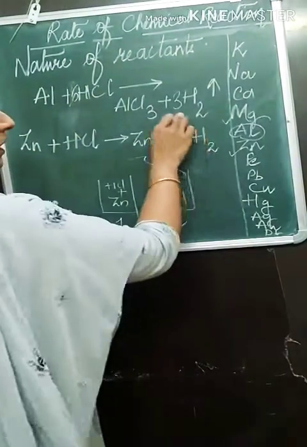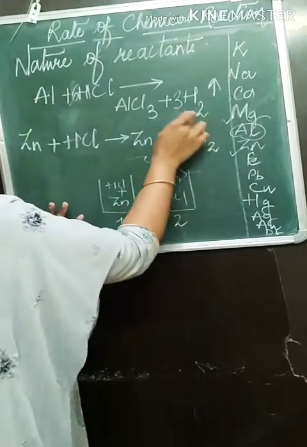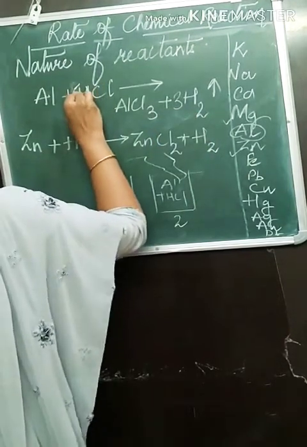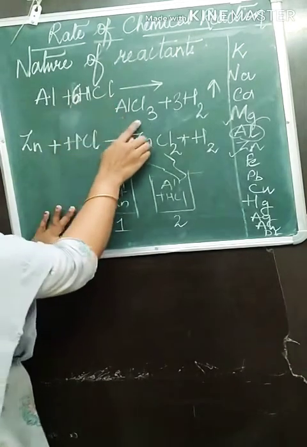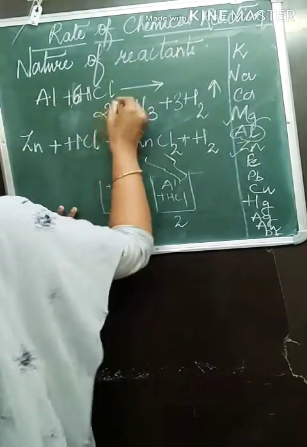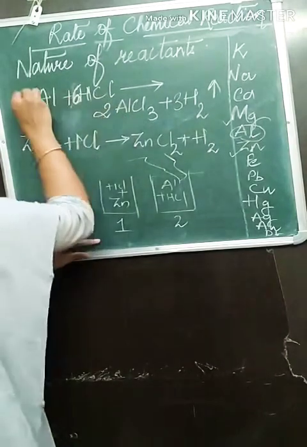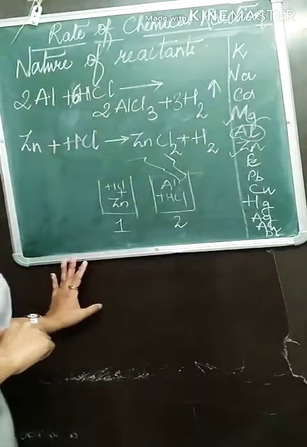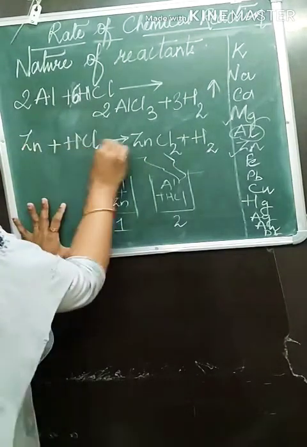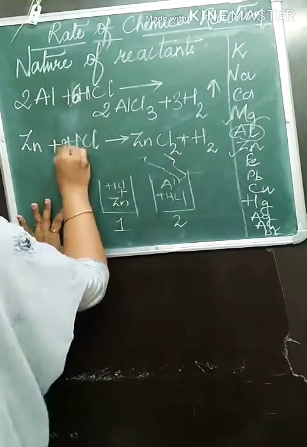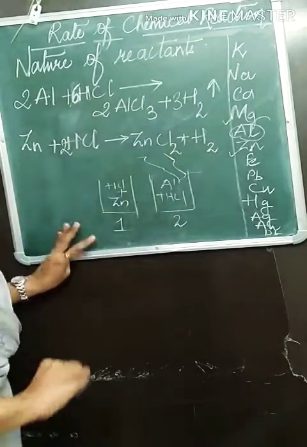When we put a 3 here, hydrogen becomes 6. So I will put a 6 here. Hydrogen here is 6. Now chlorine is 6 whereas here only 3. So I will put a 2 here. 2 3s are 6. And for aluminium also I will put a 2. It is balanced. In the same way, balance this reaction: zinc plus HCl gives ZnCl2 plus H2. Now it is balanced.